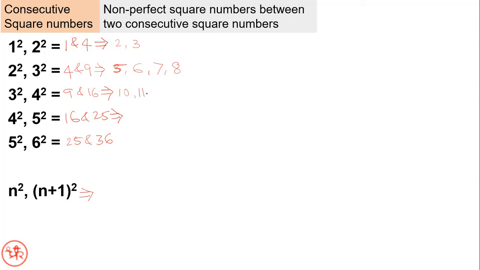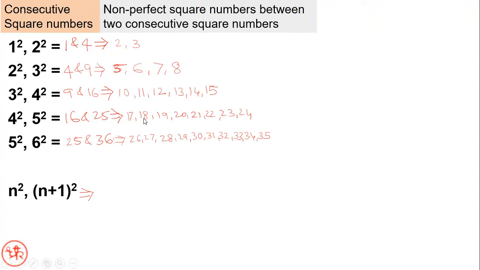Iske beech mein kya hai? 10, 11, 12, 13, 14, 15. Iske beech mein kaun se hai? 16 aur 25 ke beech mein? 17, 18, 19, 20, 21, 22, 23, 24. Is that clear? Now, what are the numbers here? 26, 27, 28, 29, 30, 31, 32, 33, 34, 35. Exactly.